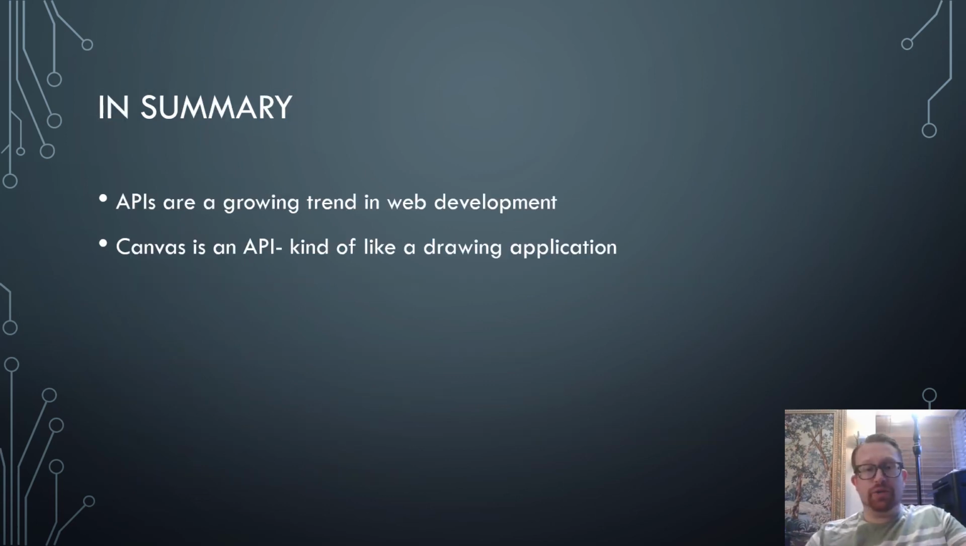So in conclusion here, APIs are a growing trend in web development. They're not going to go away, and it's expected they're going to become bigger over the next few years. Canvas is a type of API, and it's kind of like a drawing application. It's a blank canvas where you can fill in your own content that you need for your website.